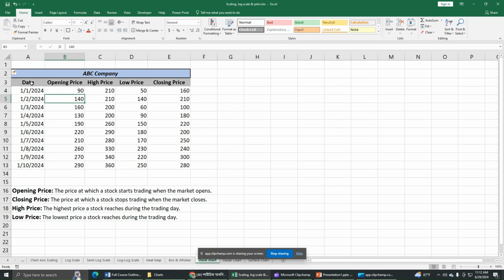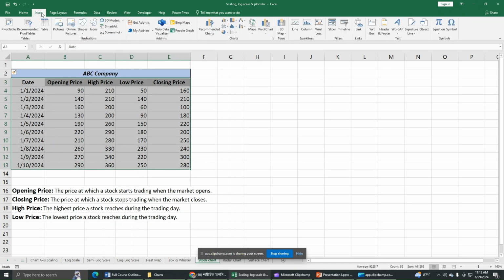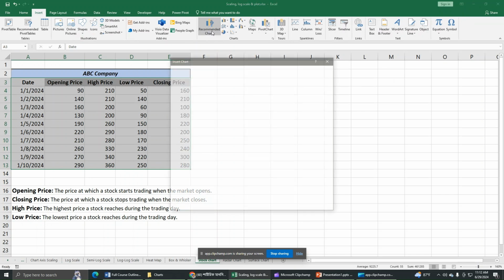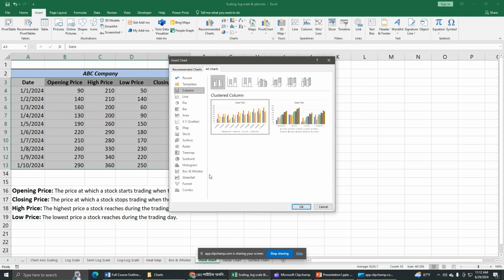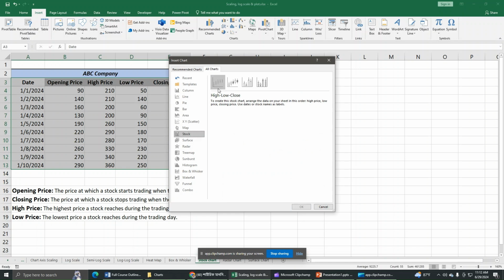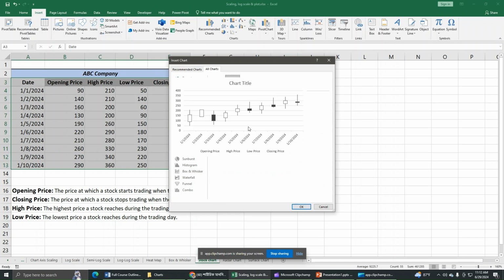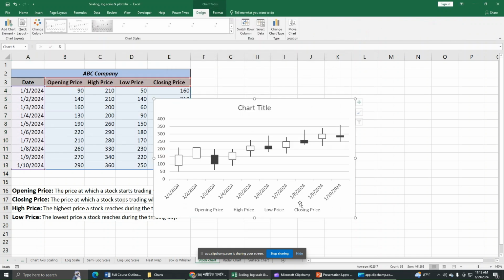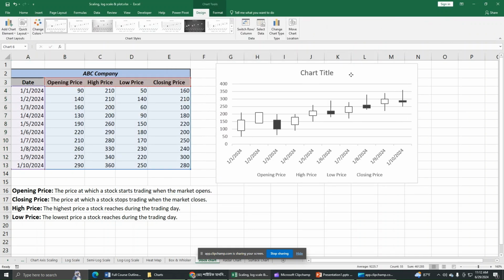To create a stock chart, select this entire data from the title of the columns to the whole data, then go to insert, click on recommended charts, all charts, stock, and here you can see four types of stock chart. Let's select this one and OK. So this is our stock chart.